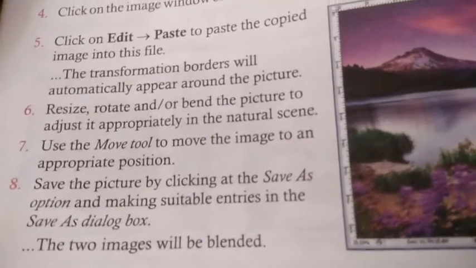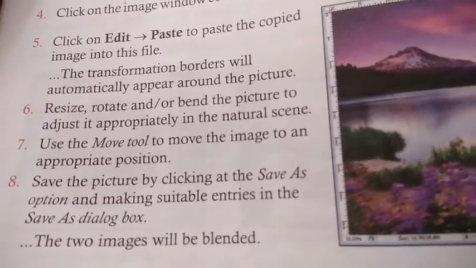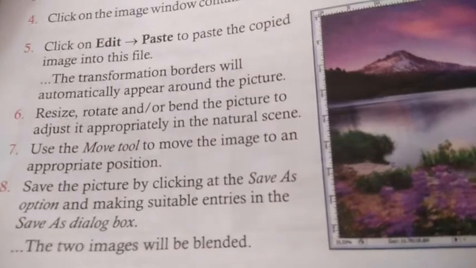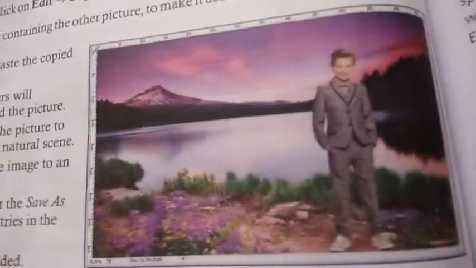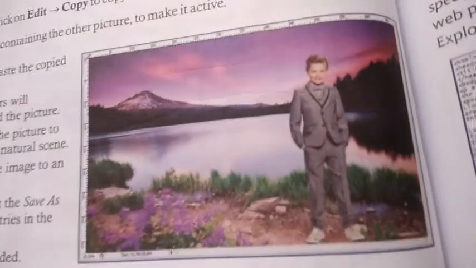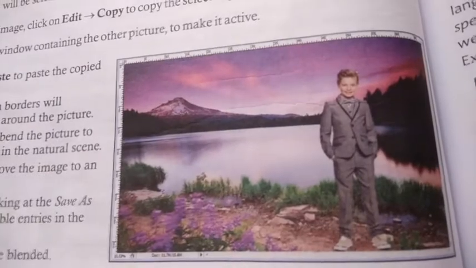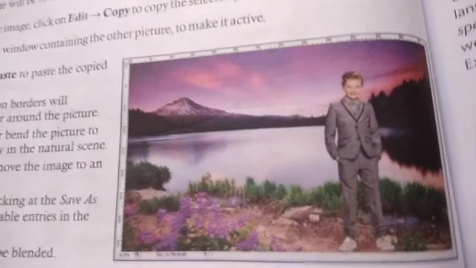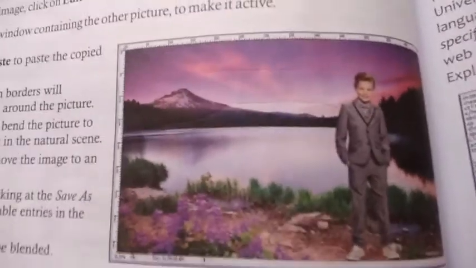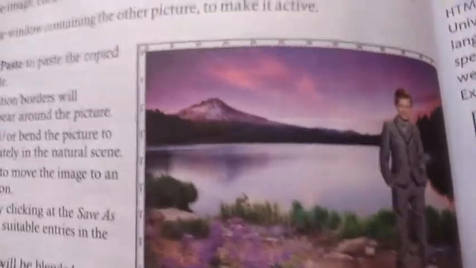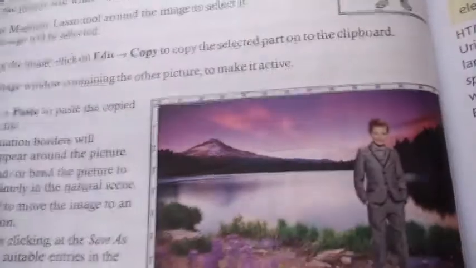Class, finally save the picture by clicking at the Save As option and making suitable entries in the Save As dialog box. So the two images will get blended. So it's a practical of blending images in Photoshop, combining and making a picture attractive with the help of Photoshop. So students, do practice your practicals 1 and 2.